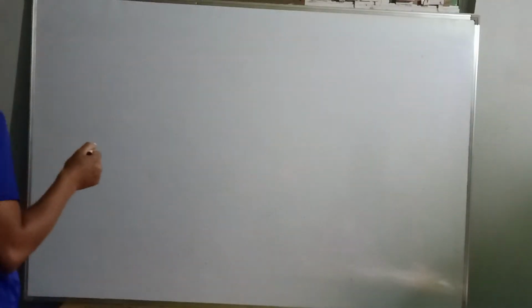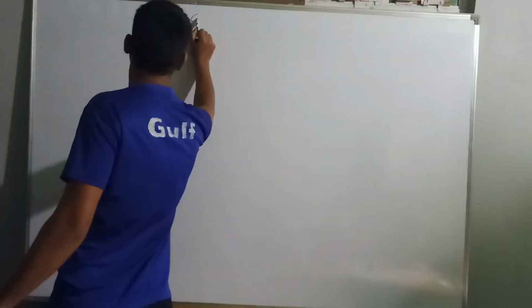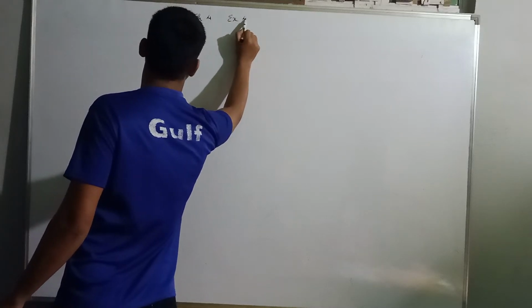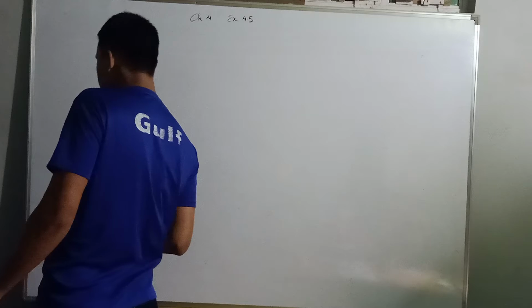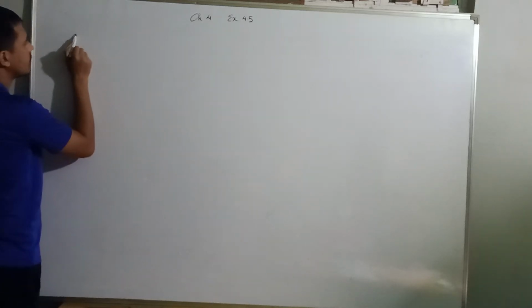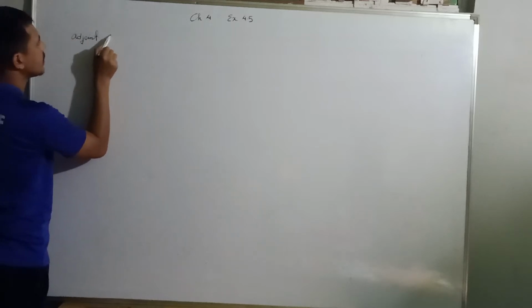So today we are going to discuss chapter 4 exercise 4.5. Chapter 4 on determinants, exercise 4.5. In the last class we already learned what is meant by minor and cofactor of a determinant. We have already studied that, so I'm not going to explain that. Let's try to understand what is meant by adjoint of a matrix.